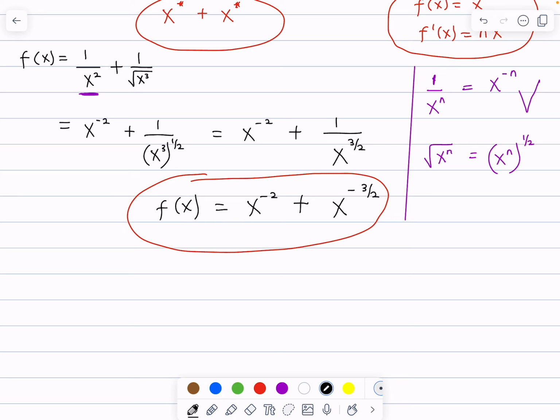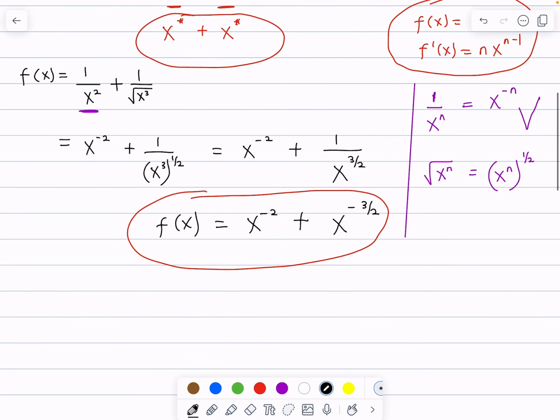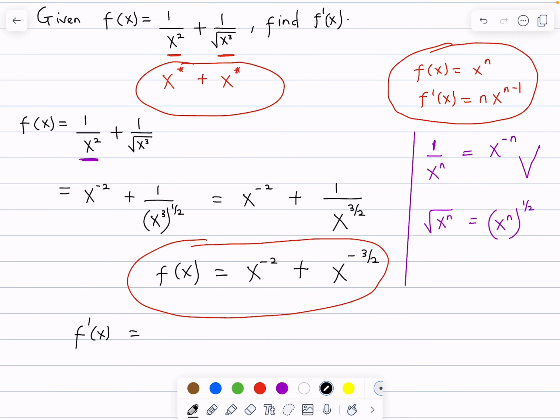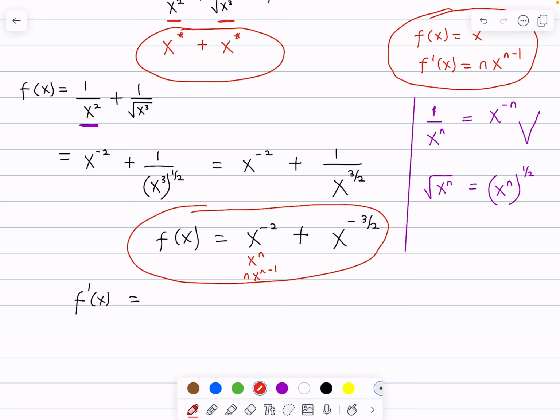So f prime of x, the derivative, is just going to be applying the power rule, which I have up there. For x to the power of n, the derivative is just going to be n x to the power of n minus 1. So the derivative of the first term, which is x to the power of negative 2, is just going to be: bring the negative 2 down, then I have x to the power of negative 2 minus 1.